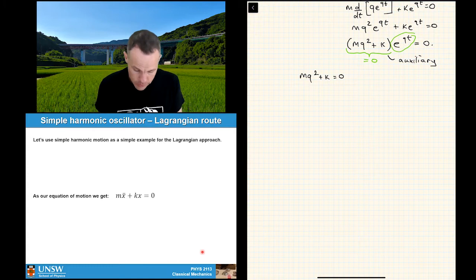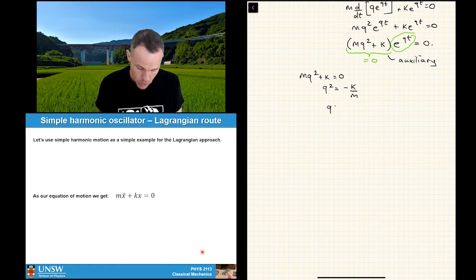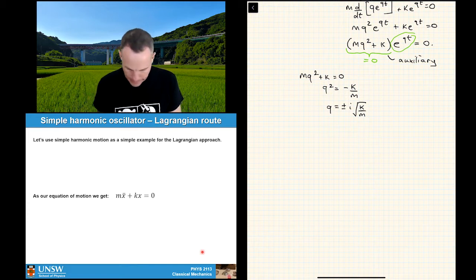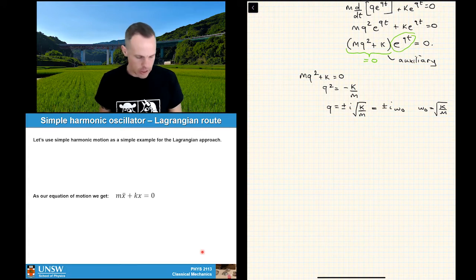We can cluster the terms. So q squared is equal to minus k on m. And so you'll already spot here that q is imaginary, there's a minus on the other side. q is equal to plus or minus i root k on m, assuming that k and m are real numbers, and they must be because they're physical quantities. We can call this thing plus or minus i omega naught, where omega naught is square root k on m. And all of you know from first year that omega naught is the angular frequency of the oscillations that we have in the system.